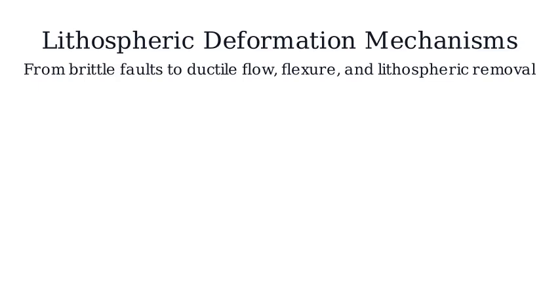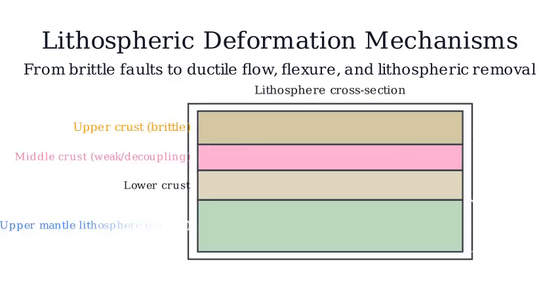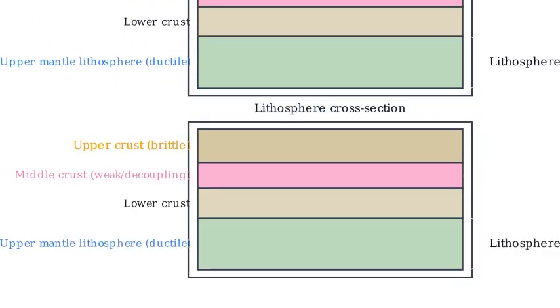First, the lithosphere is rheologically layered. The shallow upper crust is mostly brittle, while the deeper crust and upper mantle are warmer and deform ductilely. Think of a brittle cap over a flow-capable interior. Let's sketch a simple cross-section to anchor this idea. Temperature and depth push rocks from frictional failure into viscous flow.